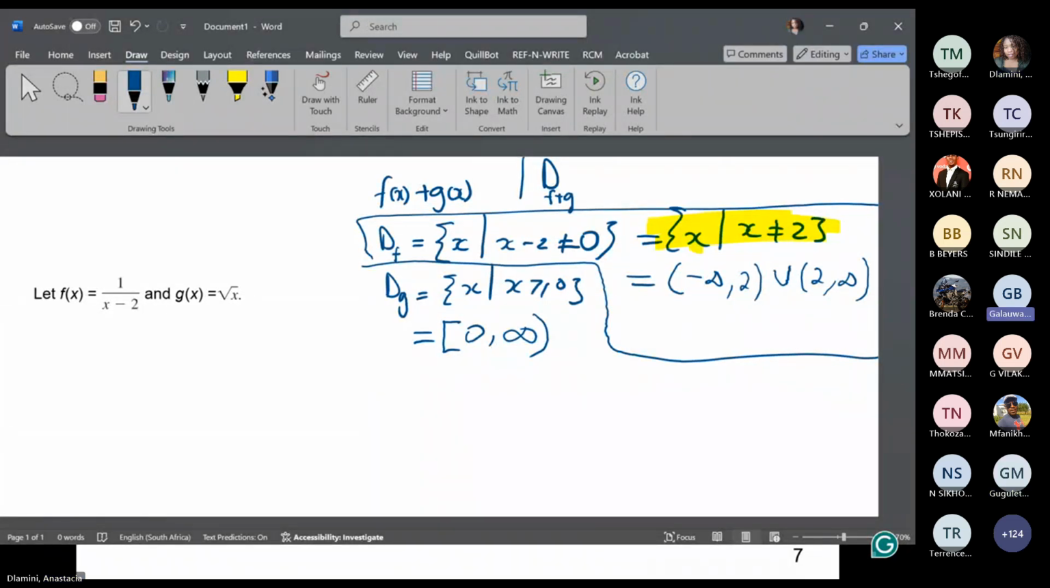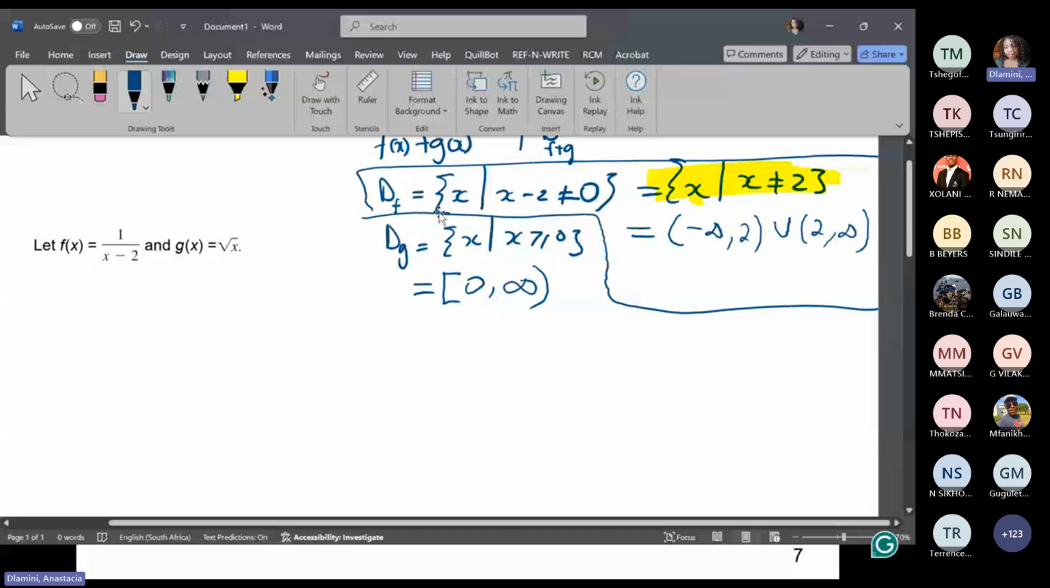Ma'am, please explain the first one for f of x. Oh, okay. But you understand set notation, isn't it, where x is not equal to 2? Forgive me, guys, I'm still on leave, but don't worry, I'll come back small by small.